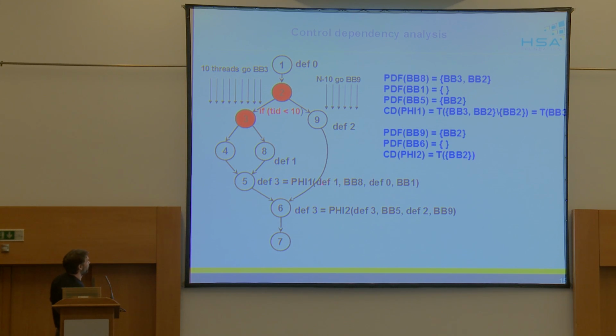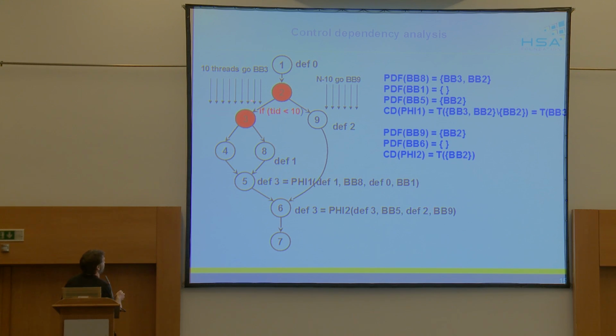Okay, the first parameter originated from block 8. Block 8's post-dominance frontier consists of blocks 3 and 2. The parent block is 5. The post-dominance frontier of 5 is only block 2. Let's say we have non-uniform divergence here. Let's say 10 threads go to block 3 and another to block 9.